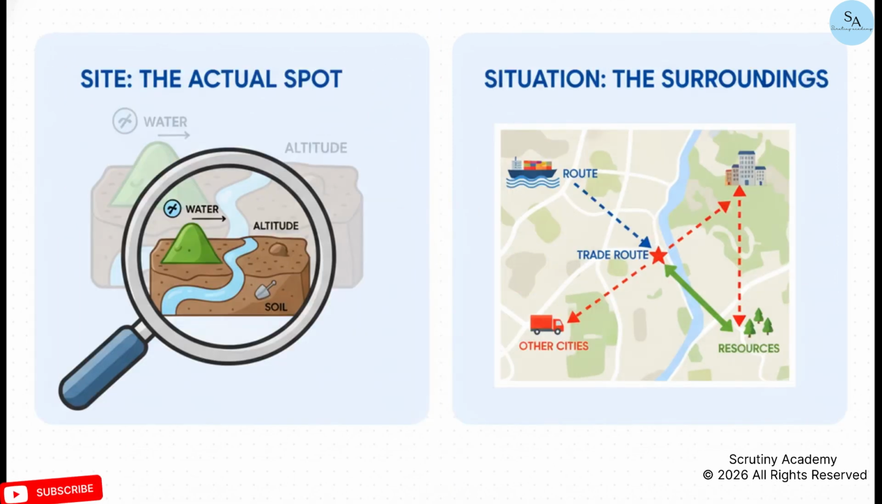Now, listen up, because this is a pair of terms students mix up all the time: site and situation. Here's the deal. The site is the actual spot of land a place is built on. What's the soil like? Is it on a hill? Is there water nearby? The situation, on the other hand, is all about its connection to its surroundings. How close is it to other cities? What are the trade routes? So just remember this: site is the spot, situation is the surroundings.